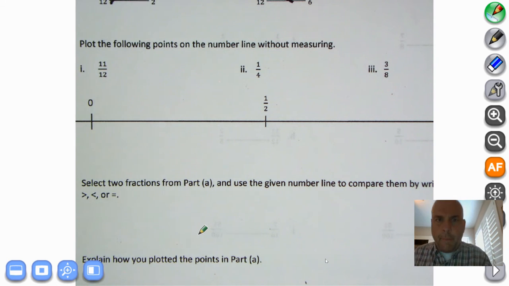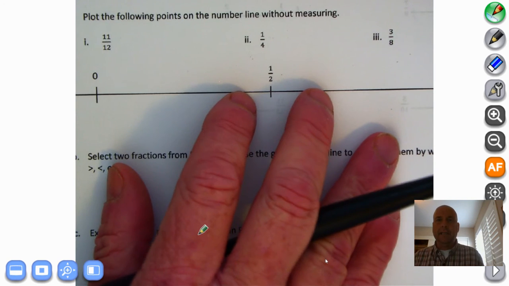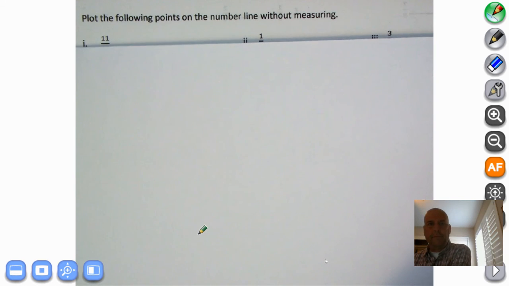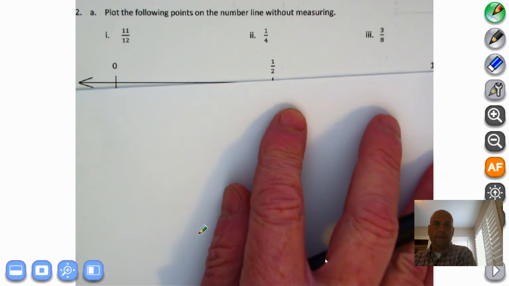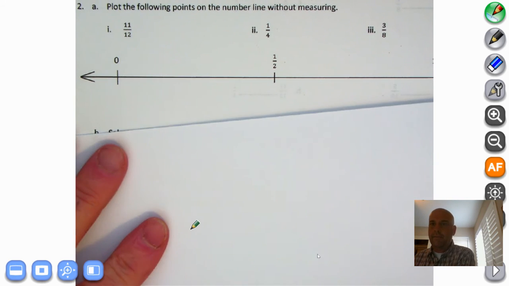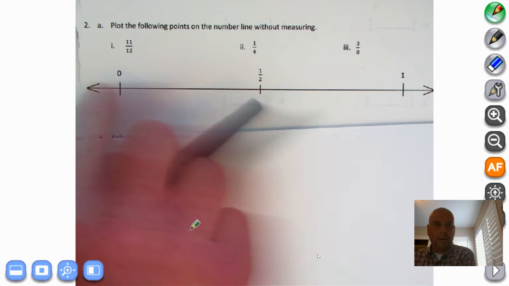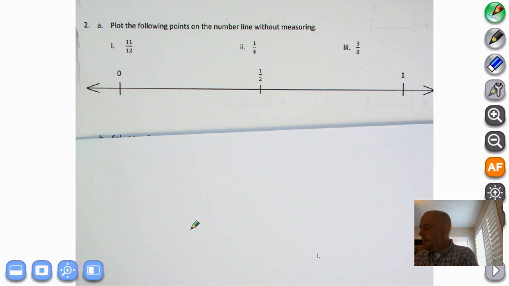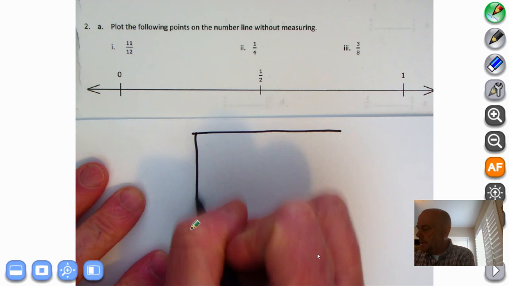Let's take a look at our next problem. It says, plot the following points on the number line without measuring, okay? So I want to measure, though, just so we really understand this, because it's a pretty tough part of learning fractions. Let's start off with 11/12, and we're going to go back to our candy bar to see where this goes. Let's pretend this is the whole candy bar, one whole candy bar. You don't need to follow along with me, just the problem set is all you need. So here's our Hershey's chocolate bar again.